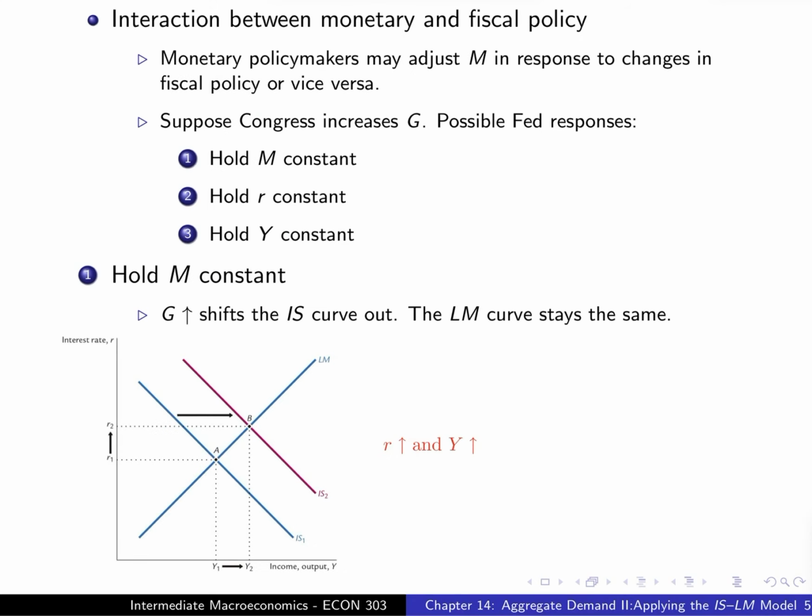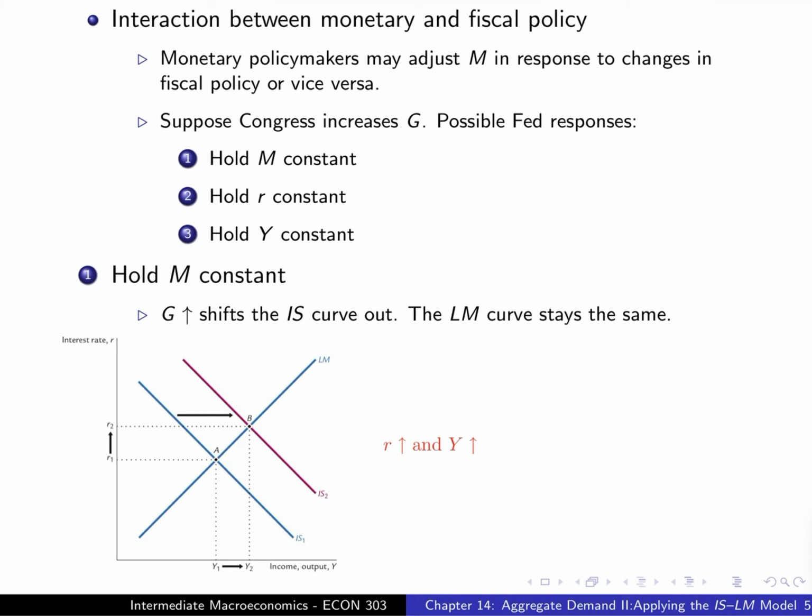Monetary and fiscal policies can interact. For example, if Congress increases government spending, the central bank, or the Fed, can respond in different ways. Here are 3 possible responses by the Fed. 1. Hold the money supply M constant. 2. Hold the interest rate R constant. Or 3. Hold output Y constant.